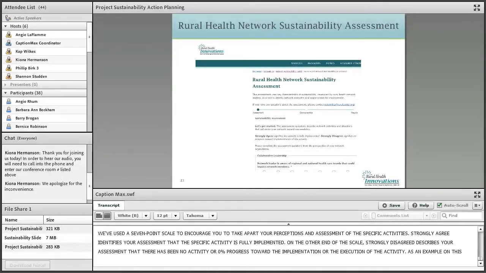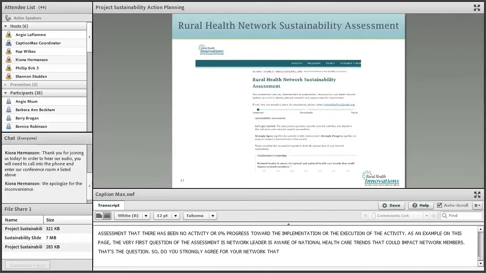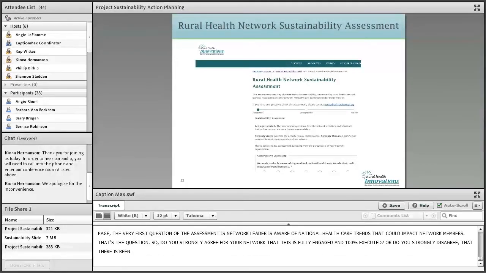As an example, on this page, the very first question in the assessment is, network leader is aware of regional and national healthcare trends that could impact network members. That's the question. So do you strongly agree for your network that this is fully engaged and 100% executed? Or do you strongly disagree that there's been no activity towards this, there's been no progress towards this activity? Or are you somewhere in between?